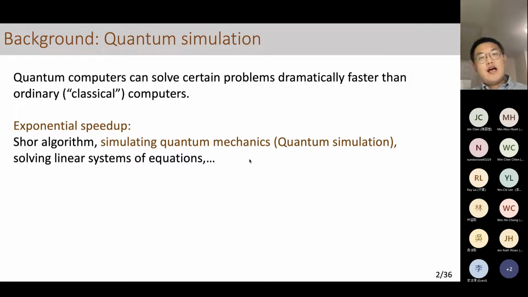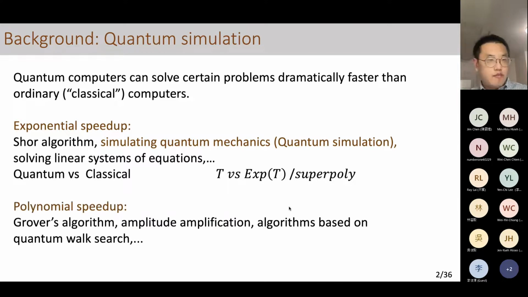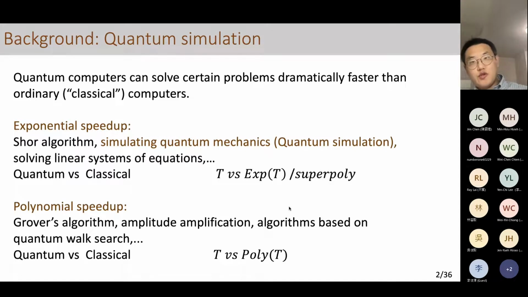For an exponential speedup quantum algorithm, it means that for some problem, we could use quantum computers to solve it using resource t, but we need an exponential function of t or a super-polynomial function of t to solve it using classical computers. Another type of quantum algorithm is about polynomial speedup, like the Grover algorithm, amplitude amplification, and algorithms based on quantum walk search. For this type, we could use quantum computers to solve it with resource t, but we need a polynomial function of t using classical computers.